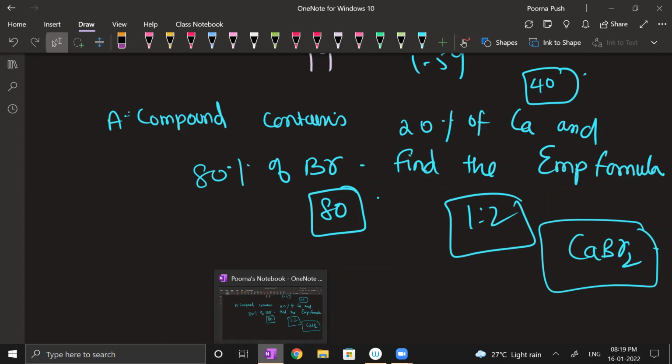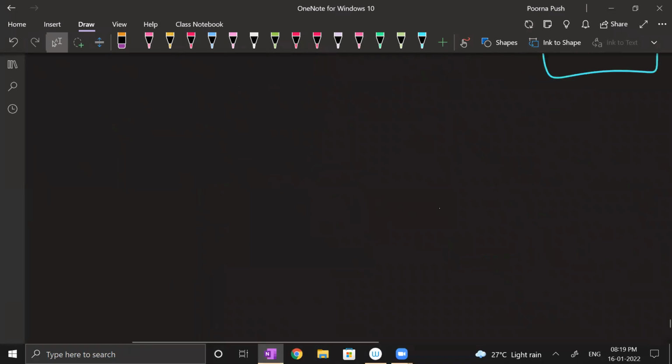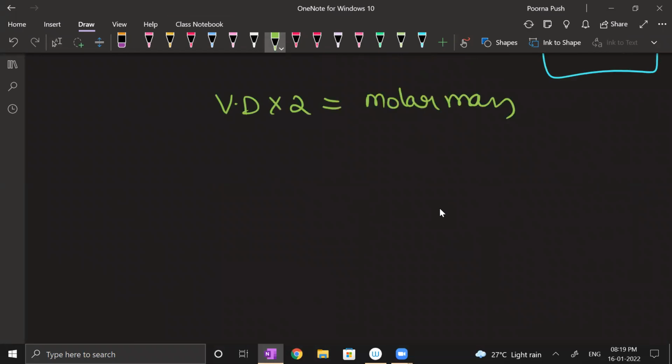Now we'll see molecular mass. One more thing, you know molecular mass, sometimes they give vapor density too. Vapor density into 2 is molecular mass. Molar mass and molecular mass are the same. Right? For example, look at this, it is a question that was asked in NEET.